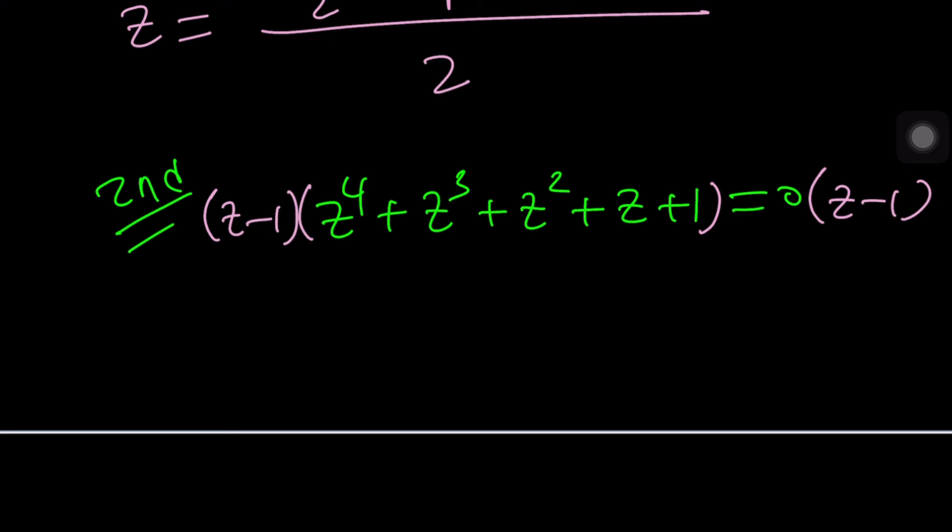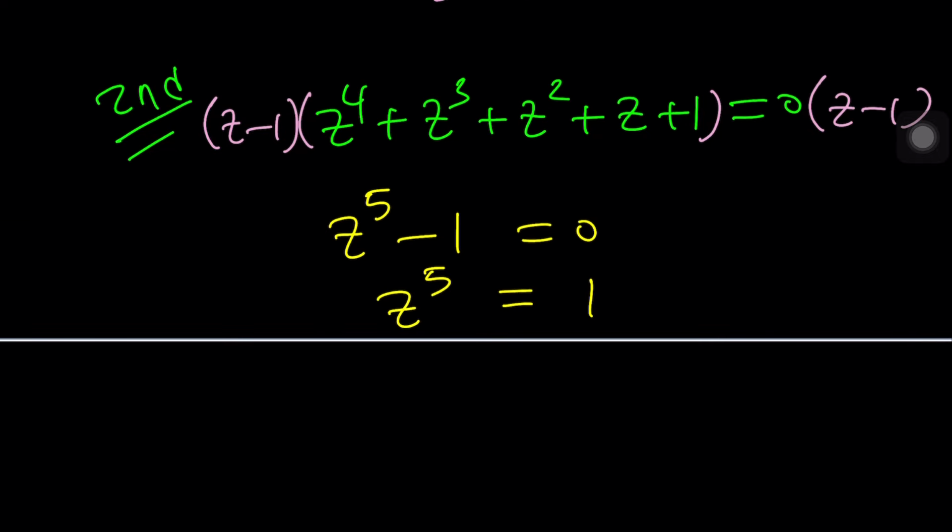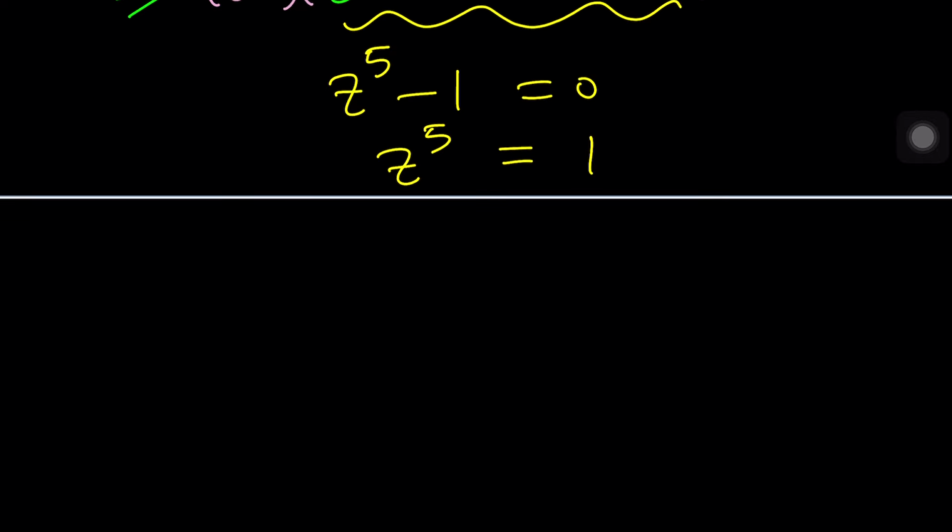That is going to be z to the 5th minus 1 equals 0. z to the 5th equals 1. Yay! Fifth roots of unity. Of course, I told you that's an identity, right? You probably knew that, maybe. So what are we getting from here? We're going to find fifth roots of unity, but we have to make sure z does not equal 1 because it doesn't satisfy the original problem.